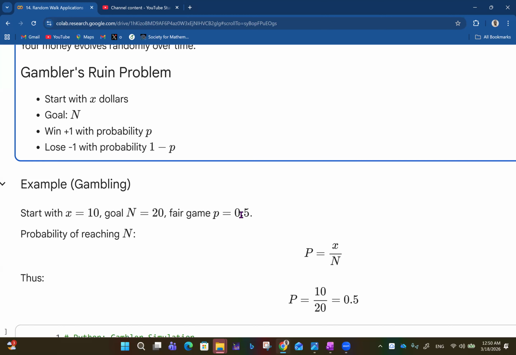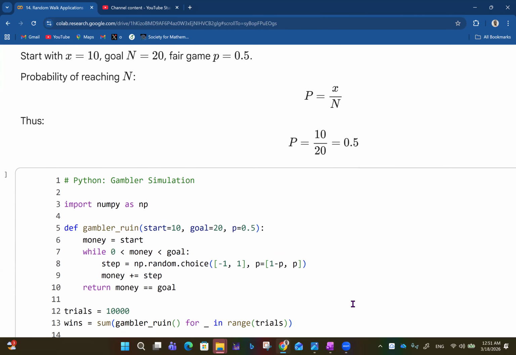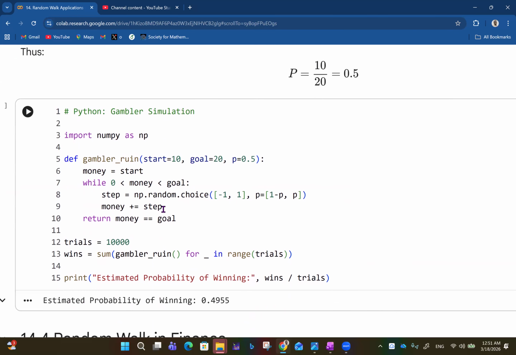So the fair game will be with probability P equals 0.5. The probability of reaching N will be X over N. That's 10 over 20, which is 0.5. So the probability of doubling your money is 0.5. And then, of course, we can set up a code for it, which we have at the gambler simulation. And the answer is like 0.49 something or 0.5 something, close to 0.5 in short.